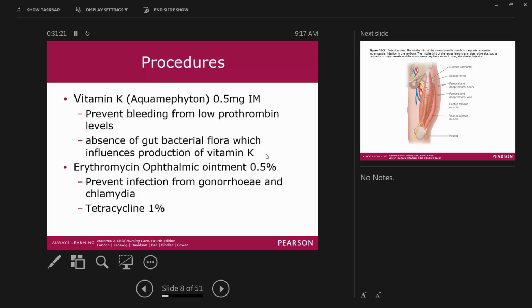All right, in the delivery room, sometime, baby will get vitamin K and erythromycin ointment, if parents are agreeable. If they say no, babies don't get it. Vitamin K helps prevent bleeding. It's part of the blood clotting cascade. Babies' guts are sterile, so they have not created their own, and so we give them vitamin K. Erythromycin ointment goes in the eyes to prevent infection.